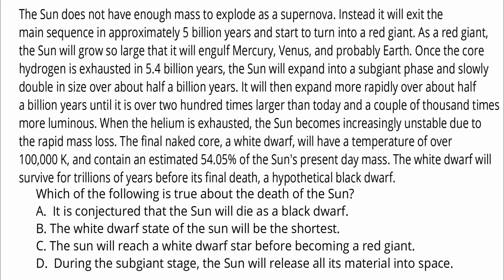Analysis. A is correct, since the phrase, its final death, a hypothetical black dwarf, means that a black dwarf is a conjecture. B is incorrect, since the white dwarf will survive for trillions of years. C is incorrect, since the order is the other way around. First a red giant, then a white dwarf. D is incorrect, since it will retain half of the present-day mass. Answer A.